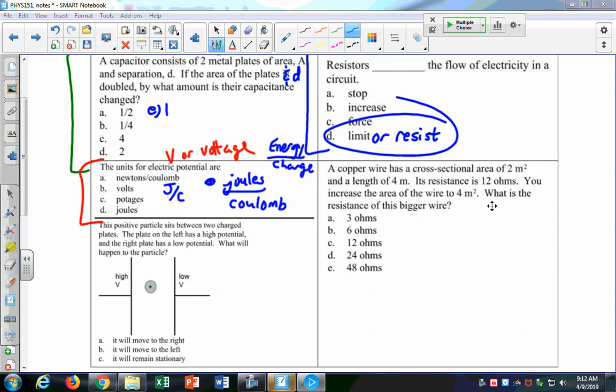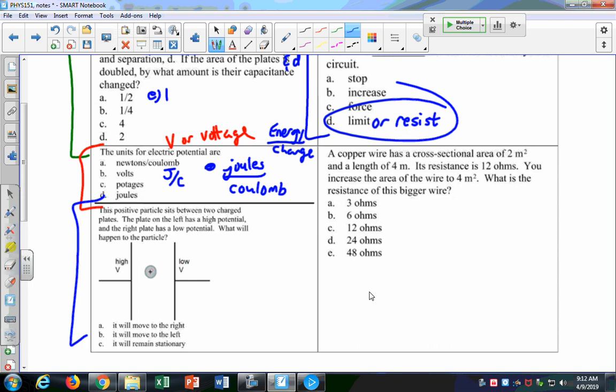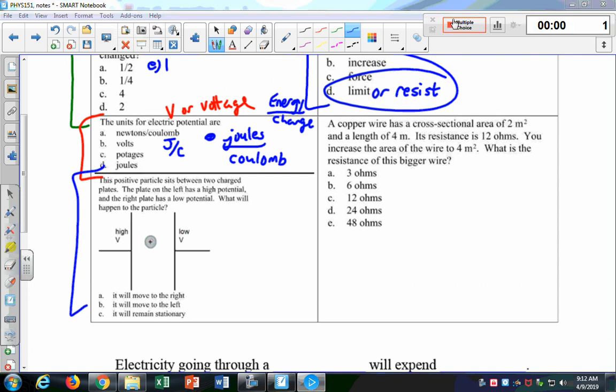All right, let's do this one down here. What's going to happen to this particle? I think this was on the quiz. Was this on the quiz recently?